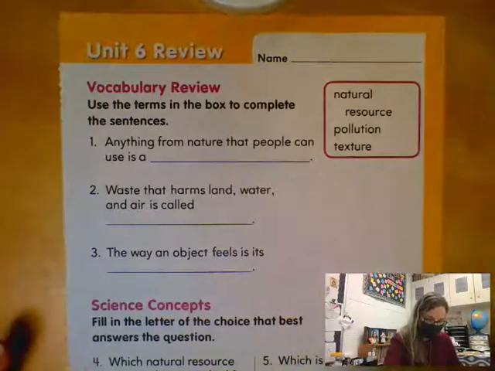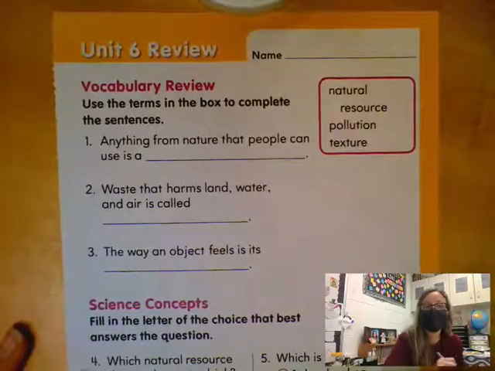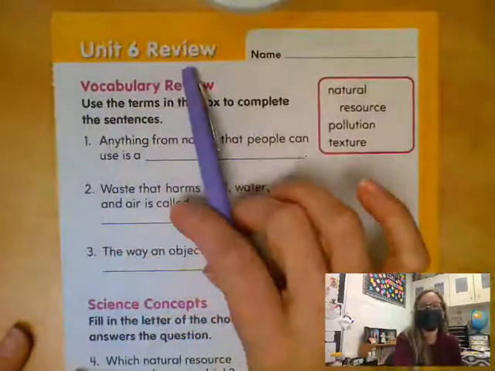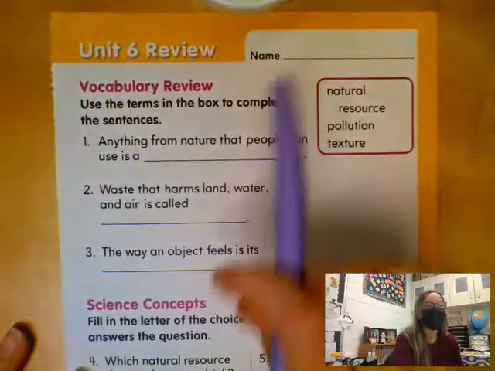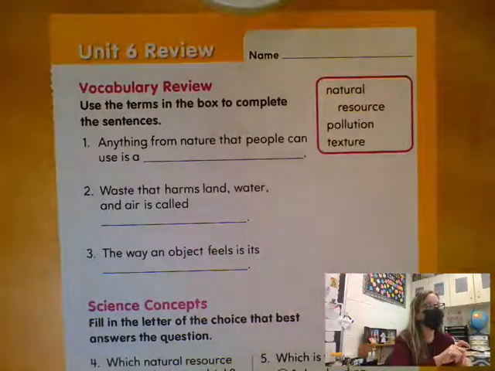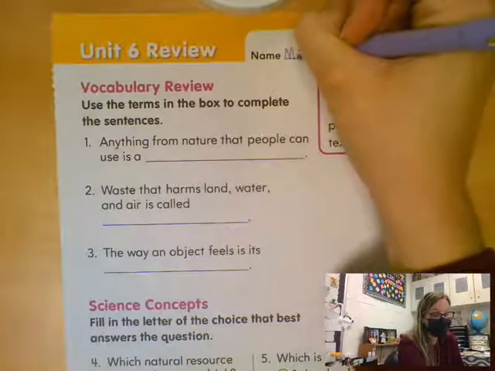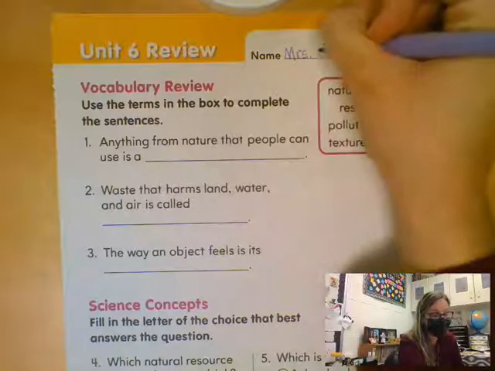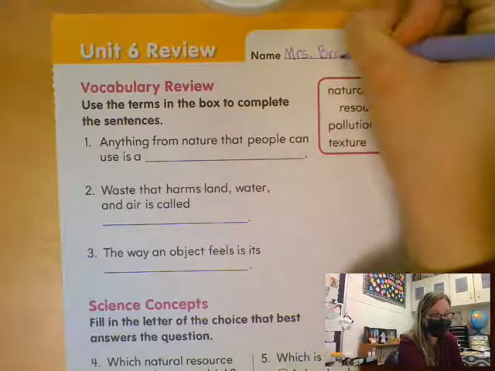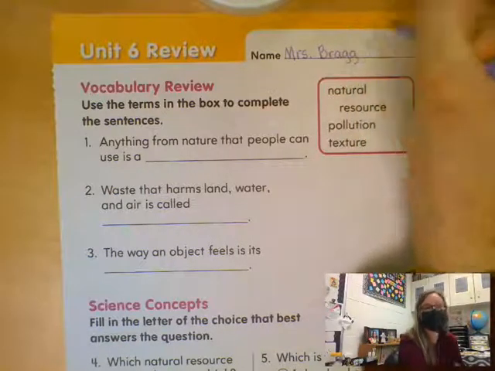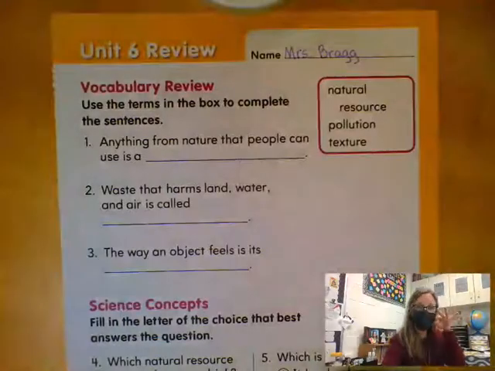In your science book on page 251 at the top it says Unit 6 Review. It's a good idea to put your name on the top of this because this will get torn out of your book so that you can practice. And friends in the classroom, there's a lot of us here, so it's a good idea to have our name on it so if we accidentally drop it or it gets misplaced, we'll know who it belongs to.